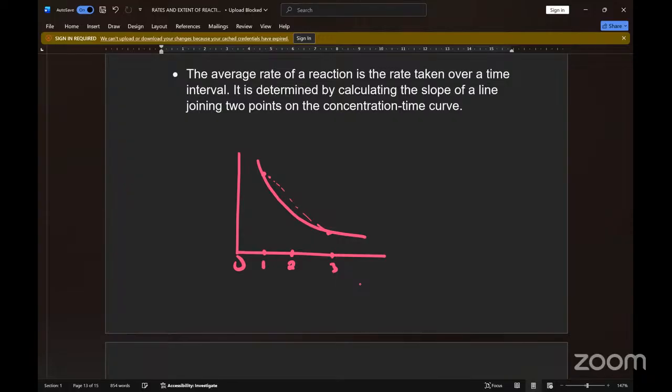Okay? It should be a straight line from here to meet this one. Then you create a triangle out of it, and then you do that. Then you calculate the slope. The slope will be the change in the value.